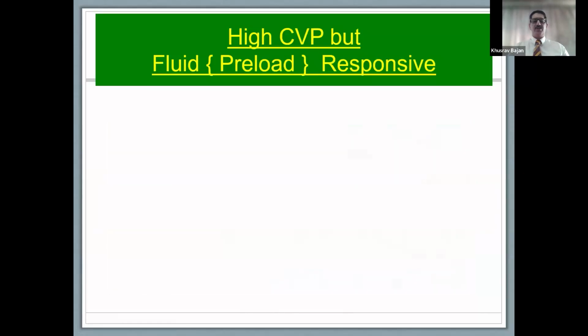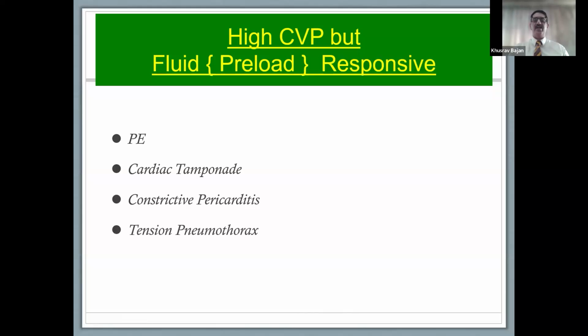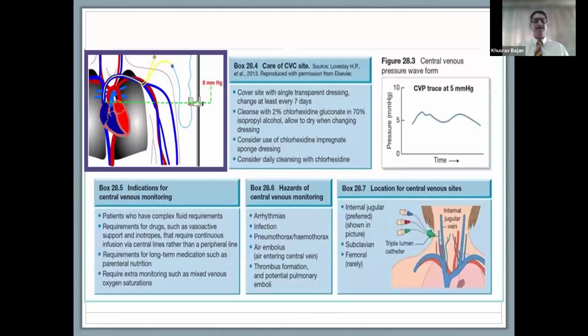This is my trick question: when you have a high CVP, but the patient still needs fluids, there are only 4 or 5 conditions. So the patient's CVP is high, BP is low, and you want to give these patients fluids despite the CVP being high. The first is pulmonary embolism, then cardiac tamponade, then constrictive pericarditis, then tension pneumothorax, and then right ventricular dysfunction or infarct. So these are the 5 usual conditions in which, despite a high CVP, we must suspect them and then probably load them a little more.